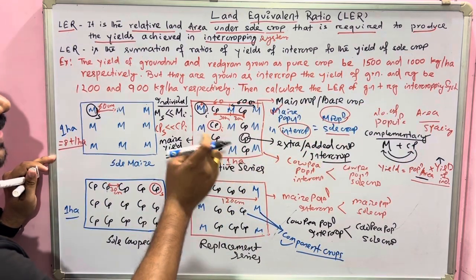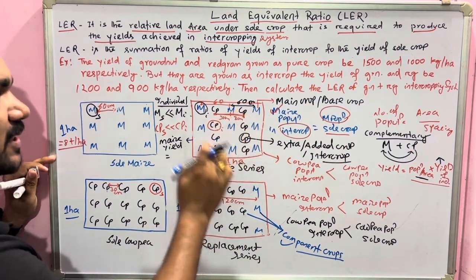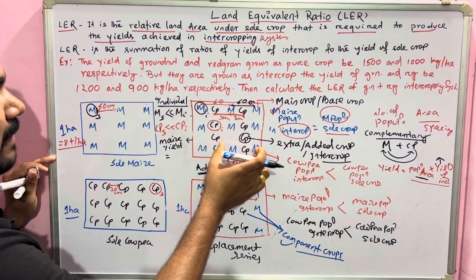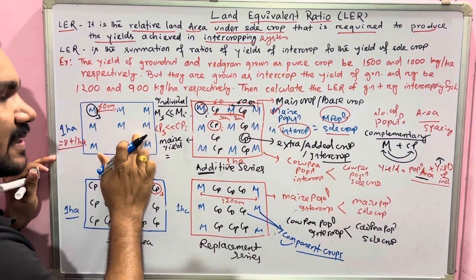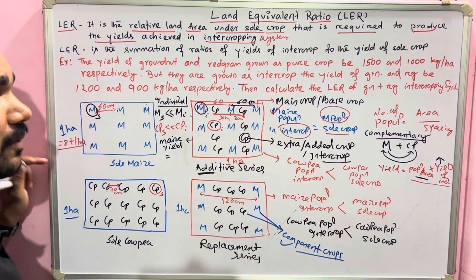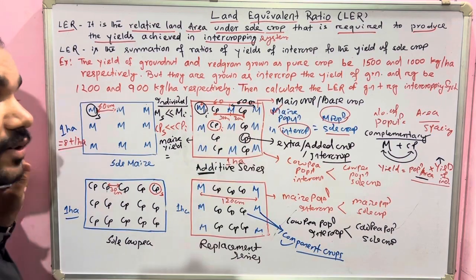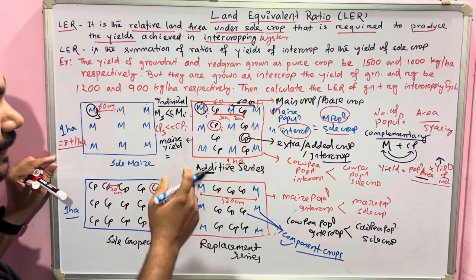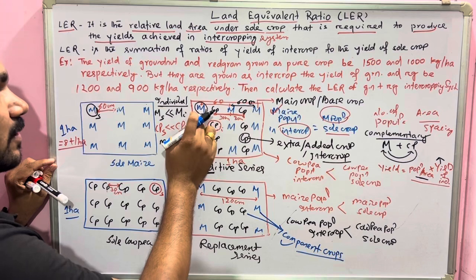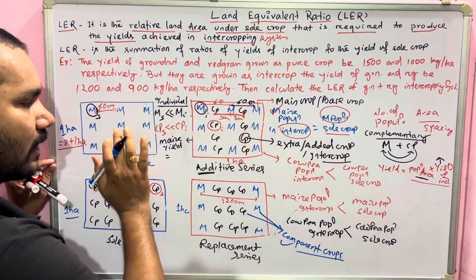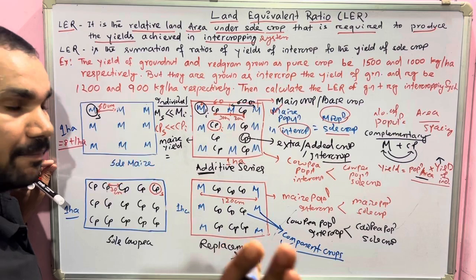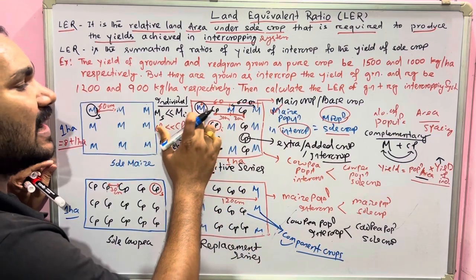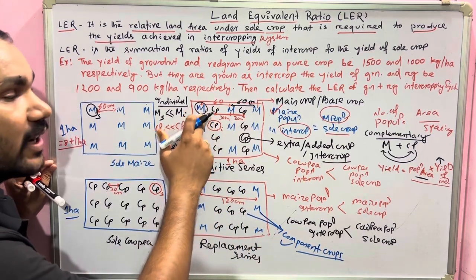So in case of additive series, the main crop, which is the maize crop, the sole crop maize population is the same as the intercropping maize population. That means the population remains the same. In both the sole crop and the additive series, the maize population remains the same, but the individual yield of the maize crop will be more in the case of intercrop.